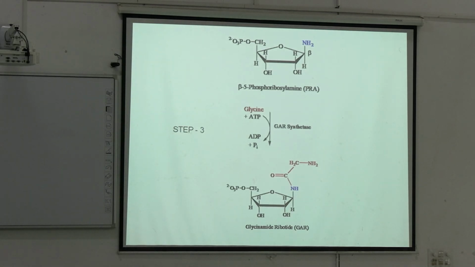Now, the ribose is then added with one glycine. Ribosylamine plus glycine. This is glycine attached with one amino group, CONH, called amide. So this is glycinamide and this is ribotide. The name is glycinamide ribotide. You can remember this name. Very easy and lucrative name. Whichever you want, you can remember. It's up to you. This is glycinamide ribotide.